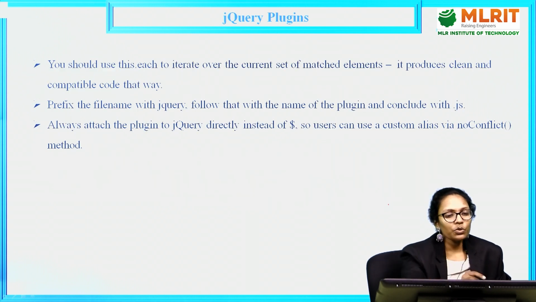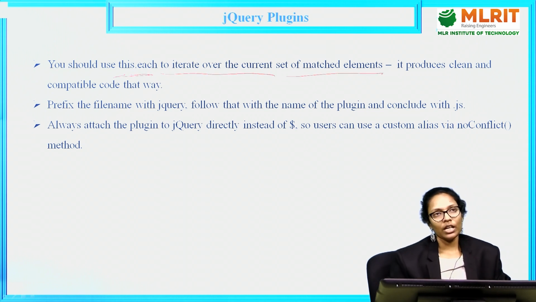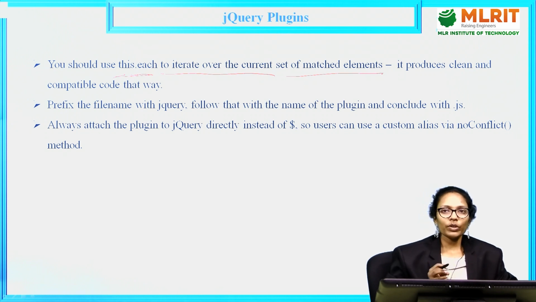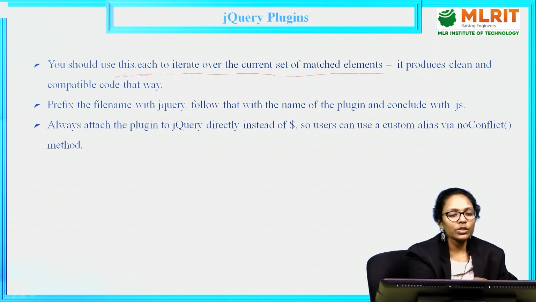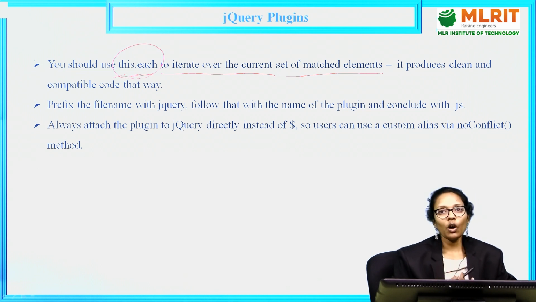And you should use .each to iterate over the current set of matched elements. I want to apply that function to a set of elements, so for each element I need to apply that function. How can I do that? Using .each. If I use .each, then it will be iterated over all the elements.